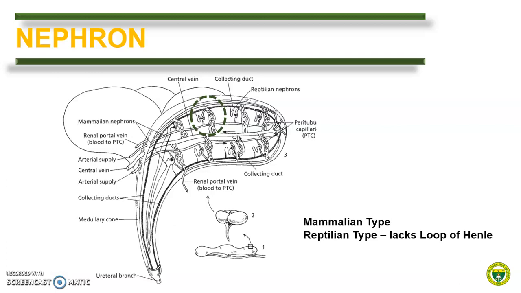However, the tubules of the reptilian type nephrons do not include a segment that corresponds to the loop of Henle, and the tubules of the reptilian type nephrons are contained in the outer zones of the lobules where they are connected to the collecting ducts. In contrast, the mammalian type nephrons have the loop of Henle, as shown here, and extend downward into the medullary cones that support the lobules. Again, birds have both mammalian and reptilian type of nephrons.